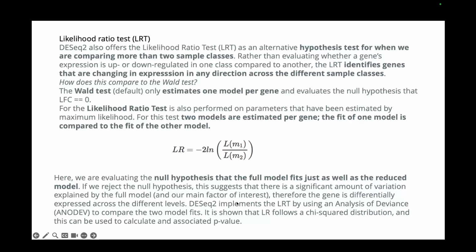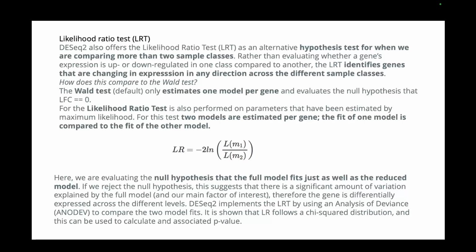DESeq2 implements the likelihood ratio test using analysis of deviance, which is ANODEV. I think you have heard of a variation of this, which is ANOVA, analysis of variance. This is analysis of deviance, and it is used to compare the two model fits. So basically you will have two sets of opposite models.